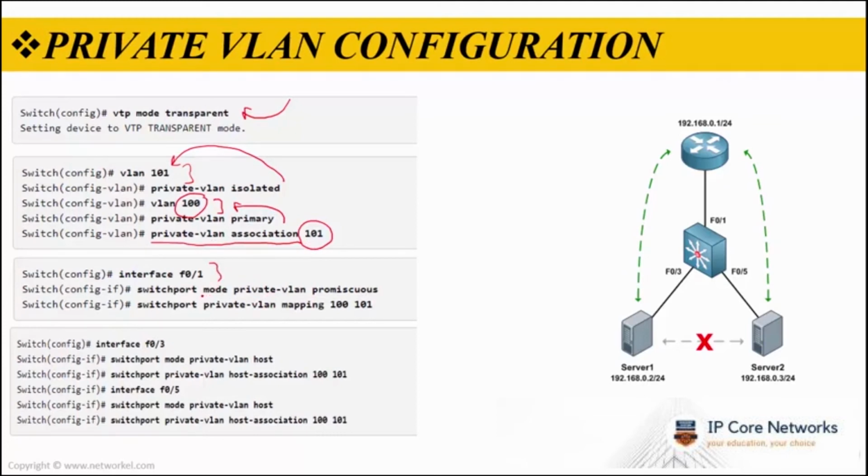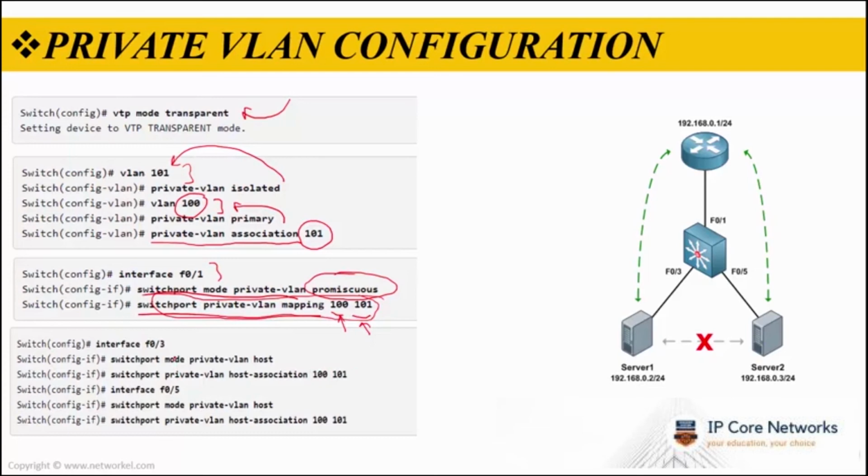Then we are defining the promiscuous port. As you can see, we are going under interface mode, interface FastEthernet 0/1 for example, and we are using the switchport mode private-vlan promiscuous command. The promiscuous port is a port that's connected to the gateway such as a router, as you know. Then we are using the switchport private-vlan mapping 100 101 command, and we are mapping the switch port with VLAN 100 and 101.